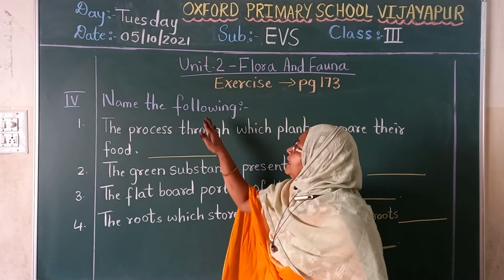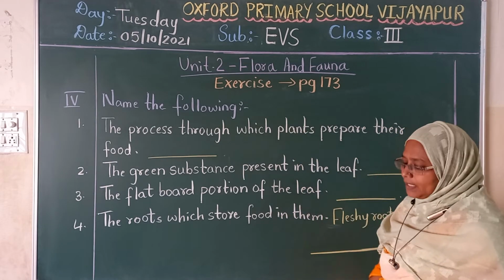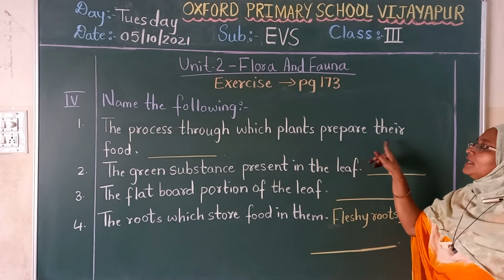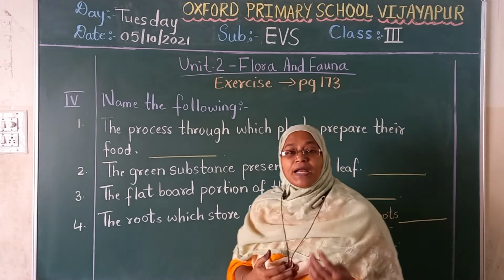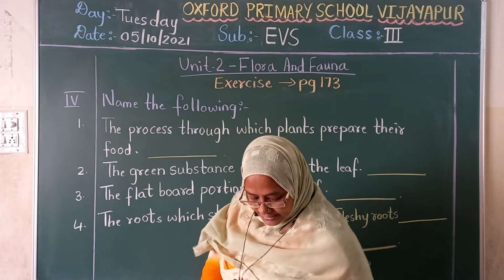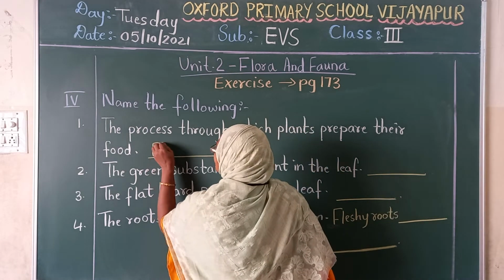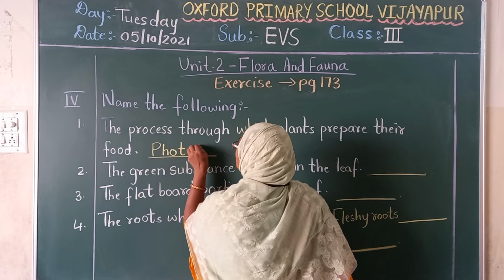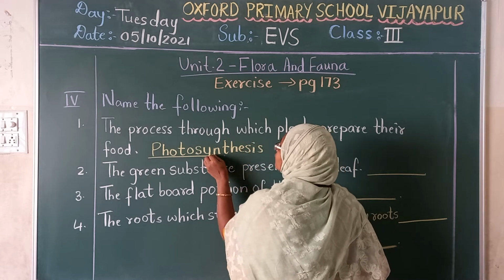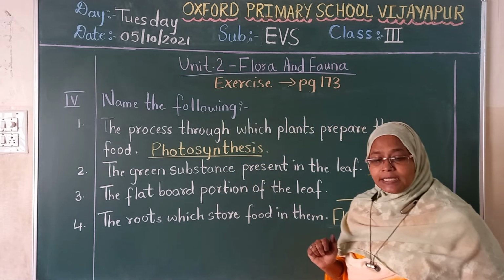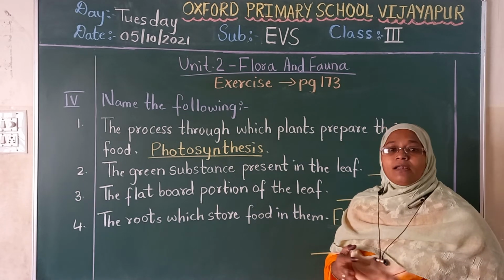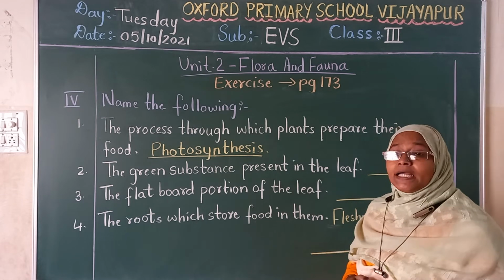See children, what is that? Name the following. Question 4 is name the following. The first question is the process through which plants prepare their food. So the process by which plants prepare their food, we call it photosynthesis. What is the spelling of photosynthesis? Write it down. P-H-O-T-O-S-Y-N-T-H-E-S-I-S, photosynthesis. Very carefully you have to learn it by heart. Photosynthesis, chlorophyll, pigment, these spellings you have to learn by heart thoroughly.